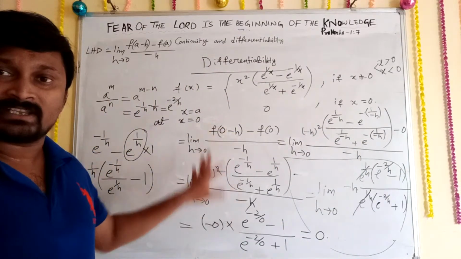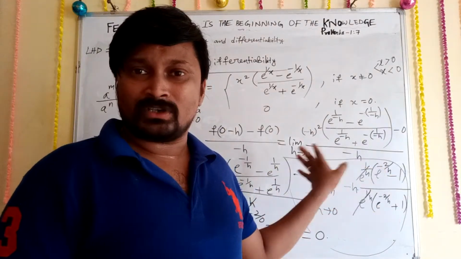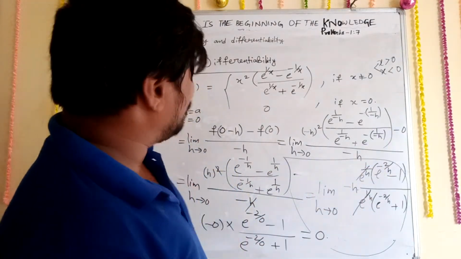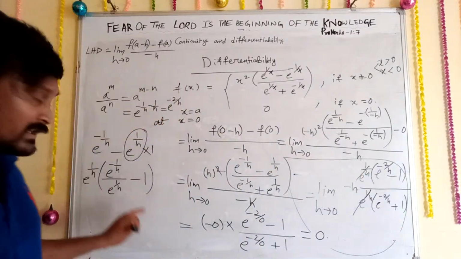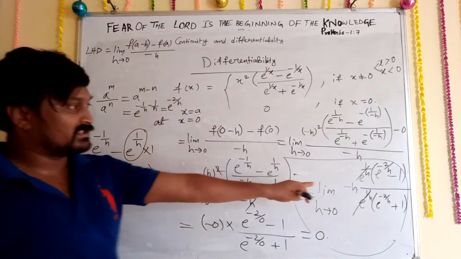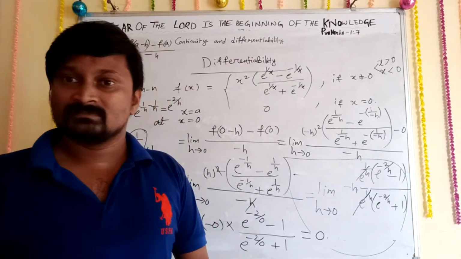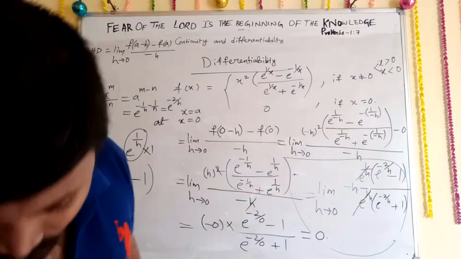Understood now? Any doubt in this? No doubt? Can I move forward? You all understood how you got e power minus 2 upon h in this first method? Okay, you understood, Trapti.